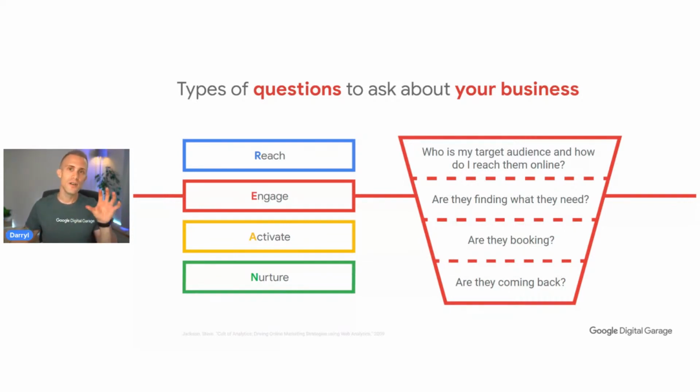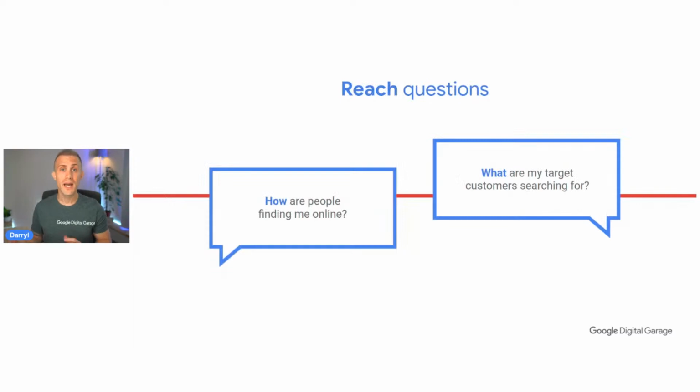But let's break this REEN framework into some questions. So let's jump into Becky, for example, who's looking to understand who our website is reaching so that we can increase reach. Well, we're going to think about a couple of reach questions. The reach questions would be, how are people finding me online? Once we have these questions, we can then use them to dive into Google Analytics and get the answers. Another one is, what are my target customers searching for? So if you're looking to get more reach and understand more about how your reach is doing, think about these two questions.